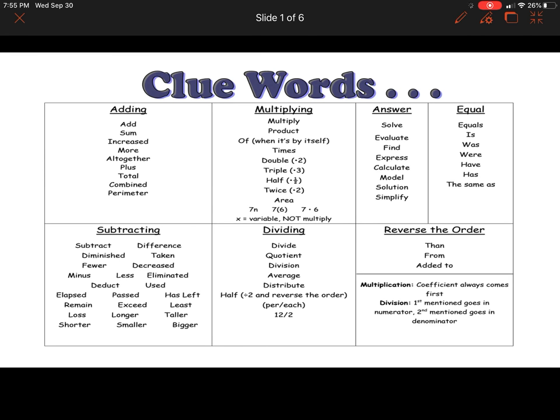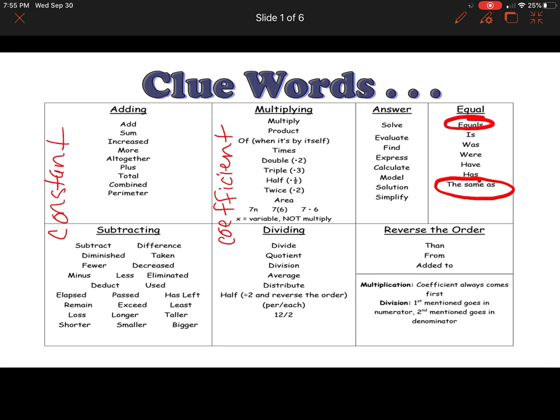So today we will be working with writing equations and inequalities from word problems. We'll be using these keywords, clue words right here, words for adding and then subtracting, multiplying, dividing. Remember, when we talk about multiplying or dividing, these are going to be our coefficient words. And our adding and subtracting are going to be our constant words. Okay. And then we have answers and an equals. We'll be using the same as or equals a lot in our equations.